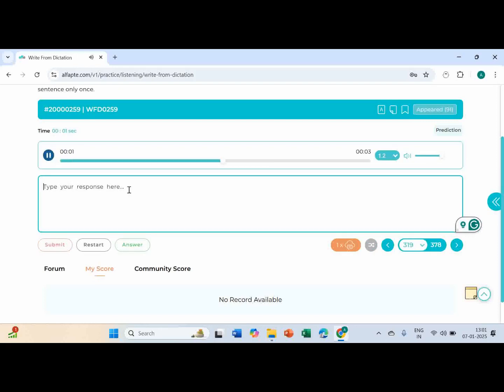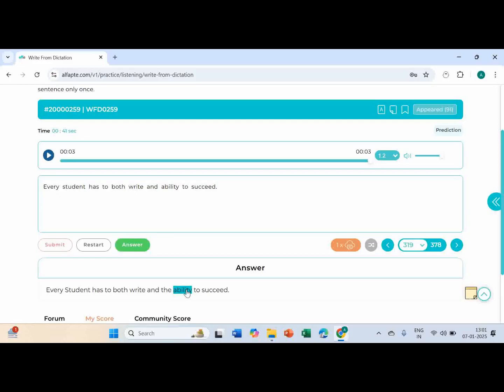Every student has to both write and the ability to succeed. Every student has to both write and ability to succeed. So check the spellings of succeed and ability. Let's check the answer first. And the ability. Every student has to both write and the ability to succeed.